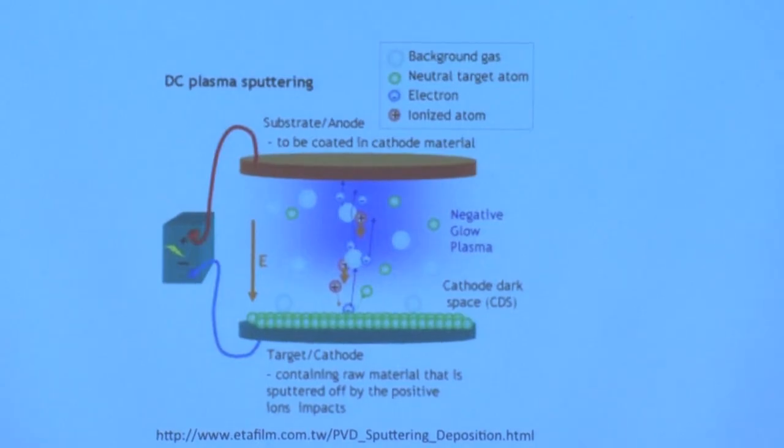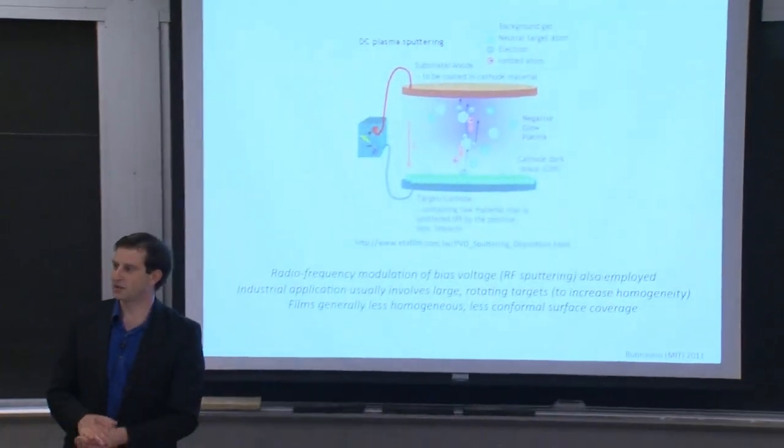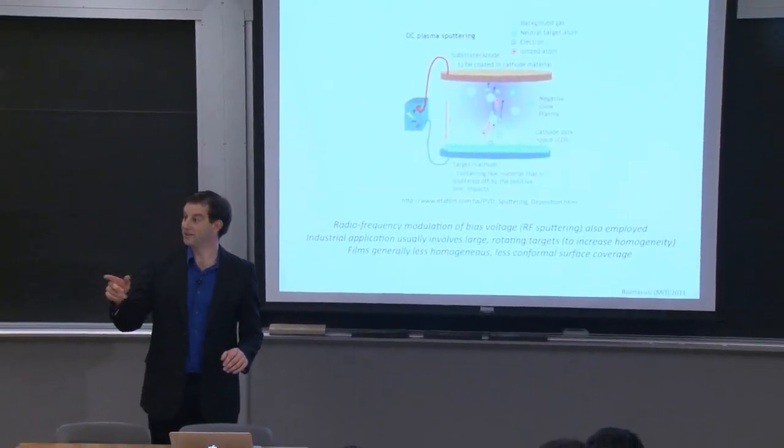Why is the substrate looking down? Why wouldn't you invert this and put the target on top and the substrate on the bottom? What could happen then in terms of purity of the deposition process? Good, Christy.